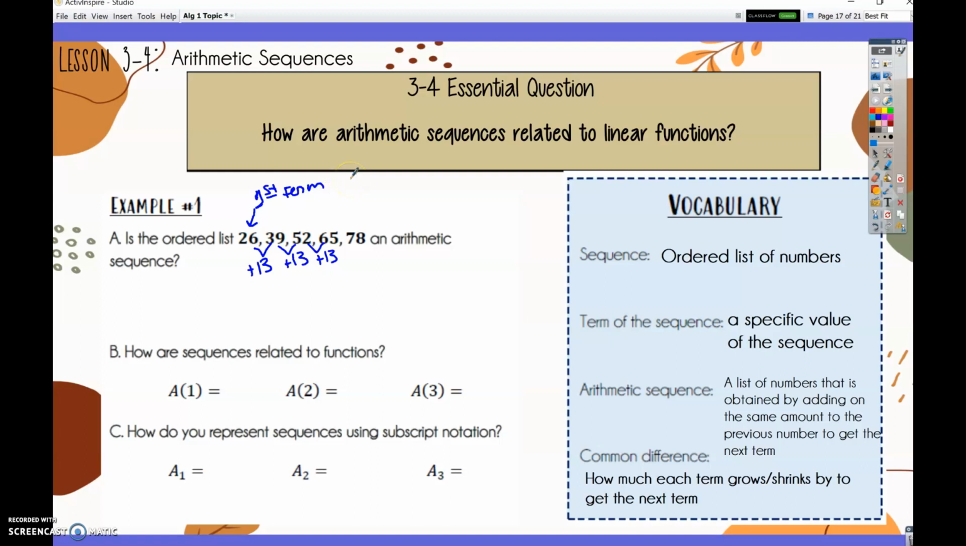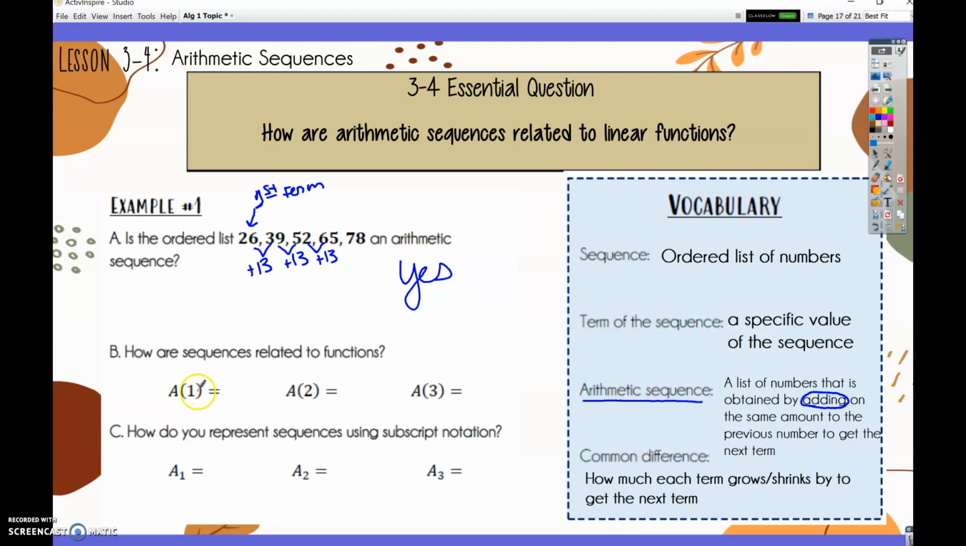Now noticing that they increase by 13 each time, this is definitely referred to as an arithmetic sequence. Arithmetic sequences are a list of numbers that are obtained by adding on the same amount to the previous number each time to get the next number. So because each number is 13 more than the previous one, we're adding the same amount between each term in the sequence. So it is arithmetic.